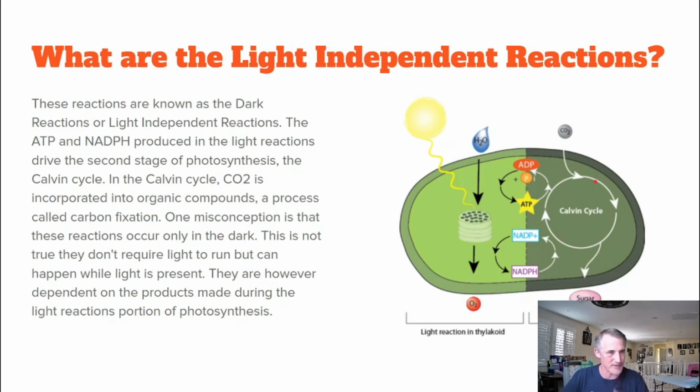Now, one misconception is that these reactions occur only in the dark. This is not true. That's why I don't really like that term. It's just that they don't require light. They just require the products from the light reactions to occur. So if the plant's not exposed to light, then it's not going to make ATP, and it's not going to make NADPH, and it will shut this down. But if we have a store of ATP and NADPH, this can happen with no light going on. Okay, it just needs the products from the light reactions. But if there's no light for a long time and we run out of ATP and NADPH, there's a problem.